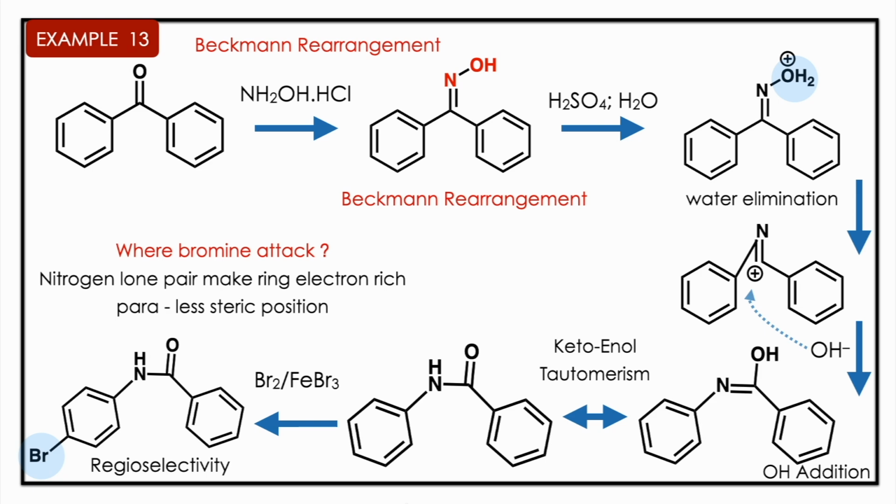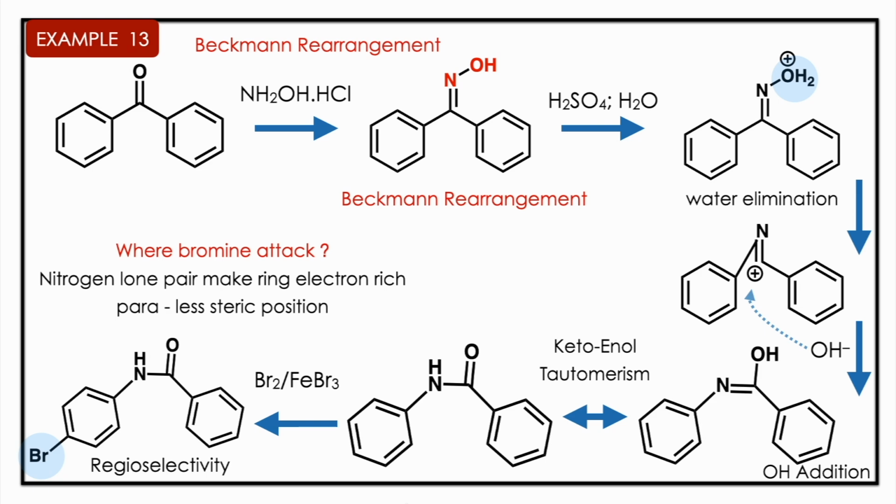Next step is Beckmann rearrangement. Acid attacks the water. You have H2O elimination by migration of the phenyl group. Phenyl group migrates. You have cation formation. Then the cation is quenched by OH minus. You have the enol. Then the enol is converted into amide through keto-enol tautomerism.